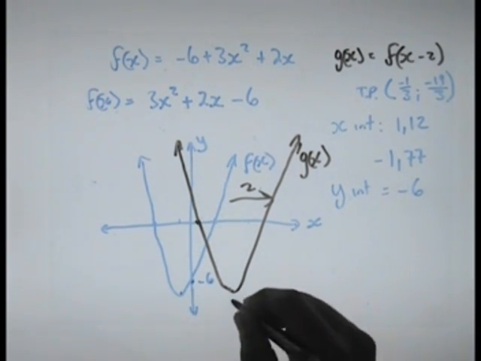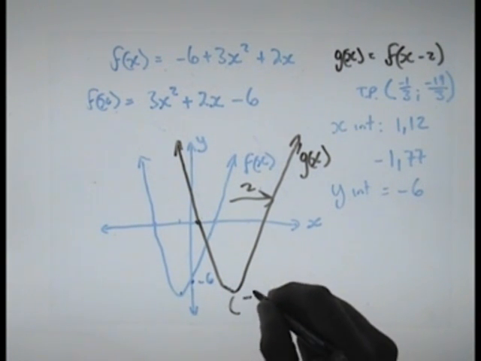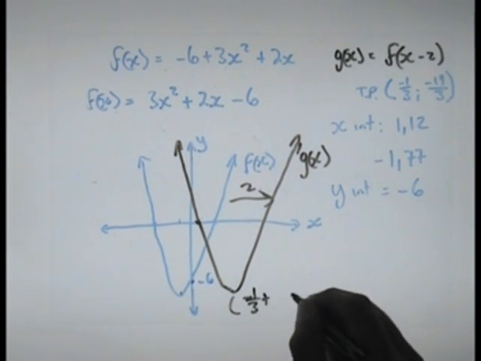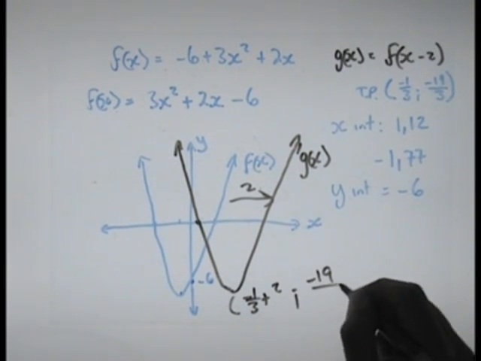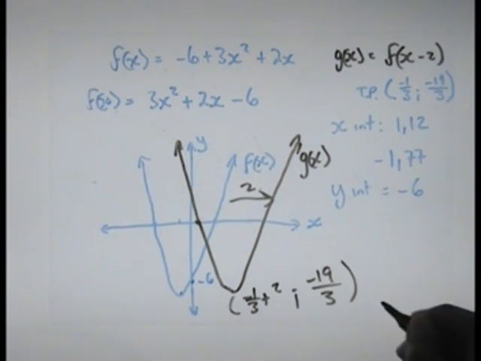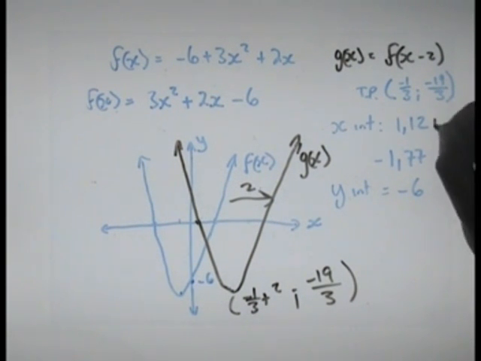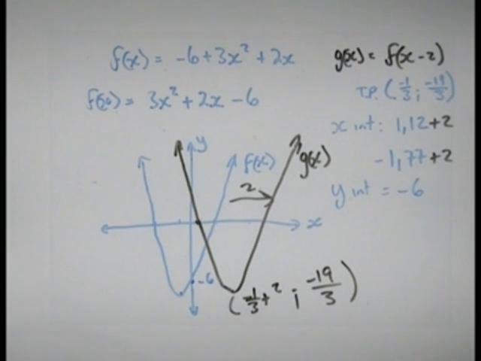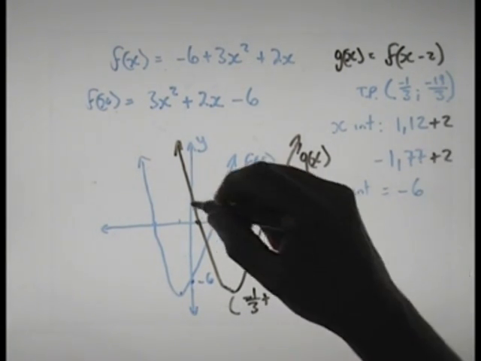Which means that our new turning point is going to have an x value of negative 1 over 3 plus 2 and a y value still of negative 19 over 3. Our two x-intercepts are going to be that plus 2 and that plus 2, which makes both of them positive. And our y-intercept is going to be a lot higher.